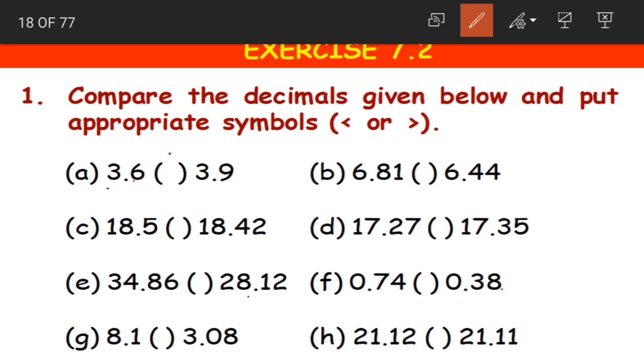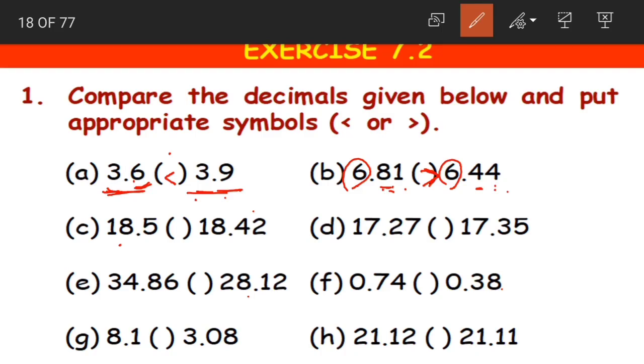If you look at question A, 3.6 and 3.9. Both have 3 as the whole number part. If we compare the decimal parts, 6 is less than 9. So 3.6 is less than 3.9. Next we have 6.81 and 6.44. Again the whole number parts are the same, right children? We'll compare the decimal parts, 81 and 44. If we compare 8 and 4, 8 is greater than 4. So that is why 6.81 is greater than 6.44.